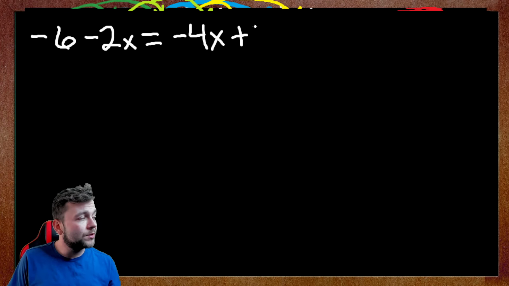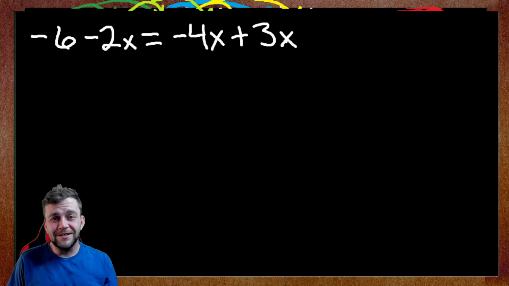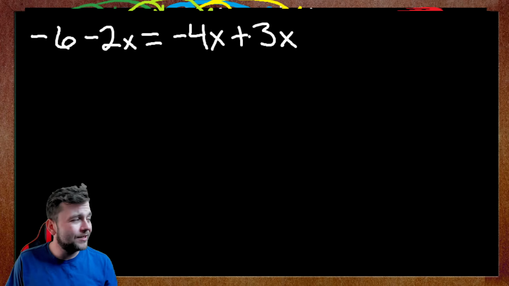We have our first equation, and it has variables on both sides. A lot of people really don't like working with that, but I don't mind it. Our first equation is negative 6 minus 2x equals negative 4x plus 3x. X's, we have X's everywhere. I feel like there's a rap song like that.